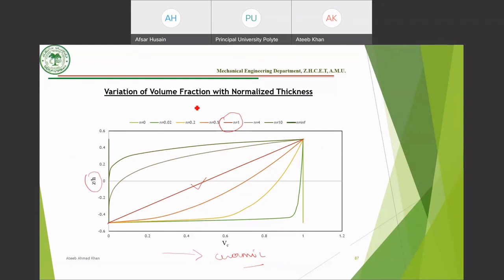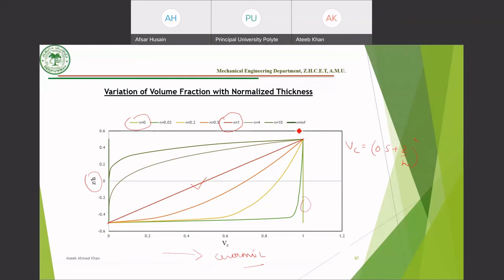Now it is also interesting to see that when we are taking n equal to 0, the volume fraction is coming out to be 1, because anything raised to the power 0 is obviously 1, and the volume fraction of ceramic is 0.5 plus z by h raised to the power n. So if n is taken to be 0, then the volume fraction throughout the thickness of the plate will be ceramic. In other words, the plate will be completely of ceramic.